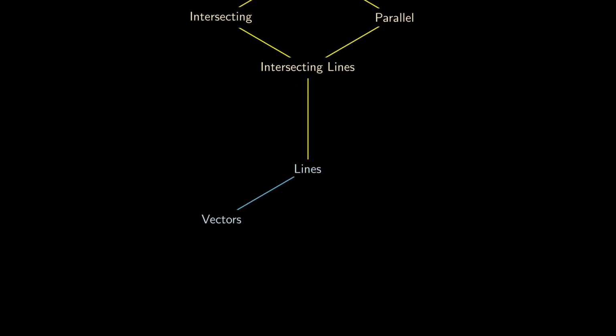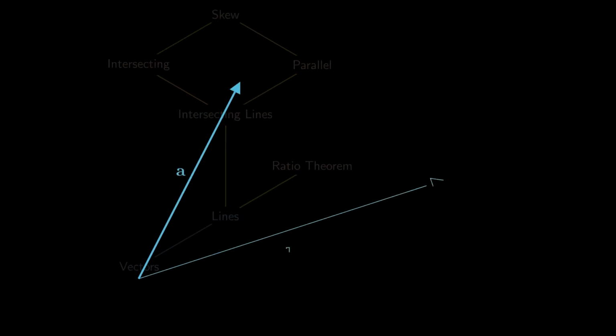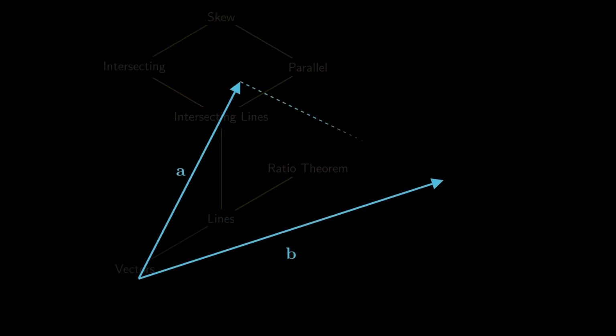We can use this idea to investigate the ratio theorem. Given vectors a and b and a point that lies in between the tips, this point divides the line segment into a ratio of lambda to mu. A natural question to ask is, how can we find the position of this particular point? We'll represent it using the vector r.